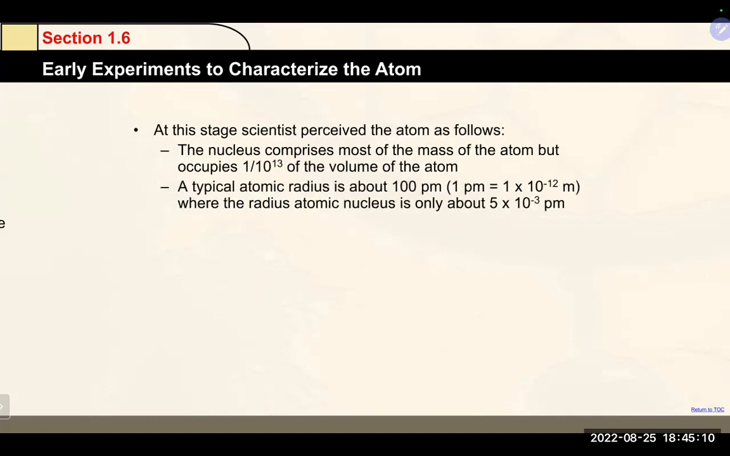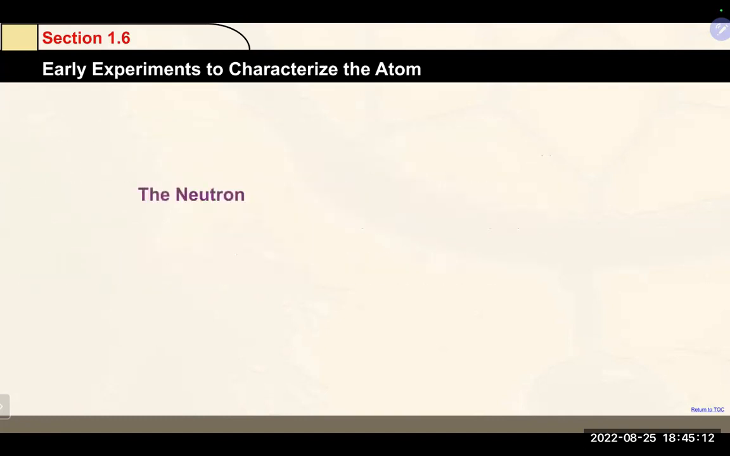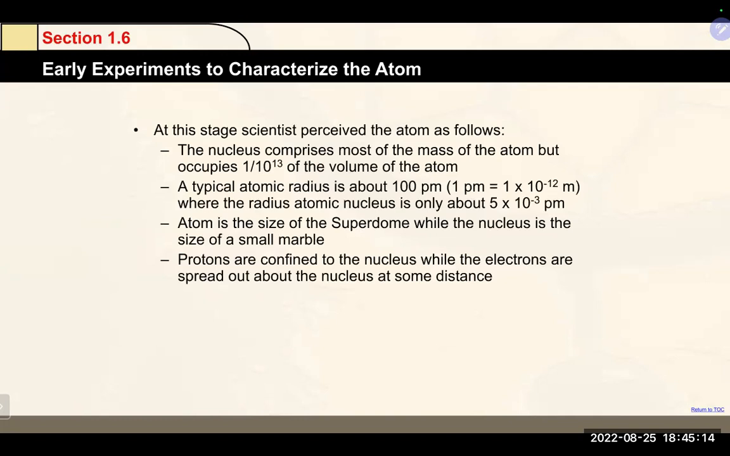So at this point, scientists basically perceive the atom as a nucleus that comprises most of the mass of it, although it's really, really small. You could think of the atom itself like this Superdome, and maybe the nucleus is like on the 50-yard line there. If you've ever been to the Superdome, it's very, very big.